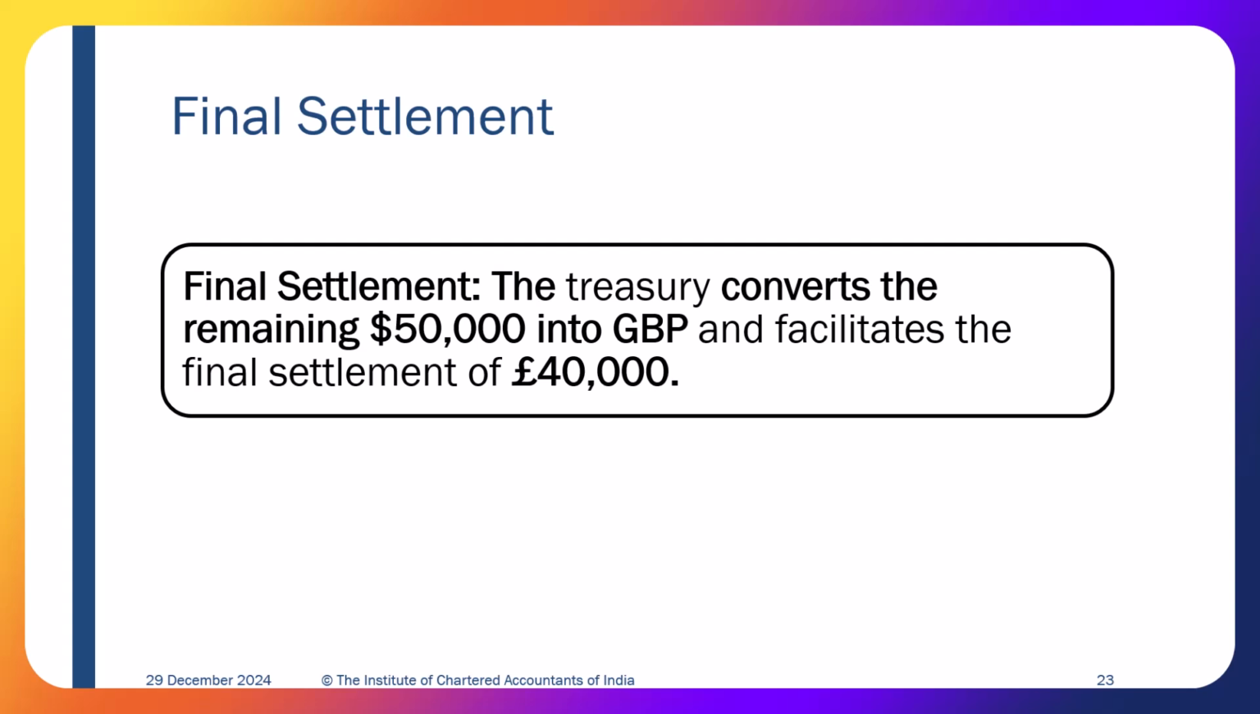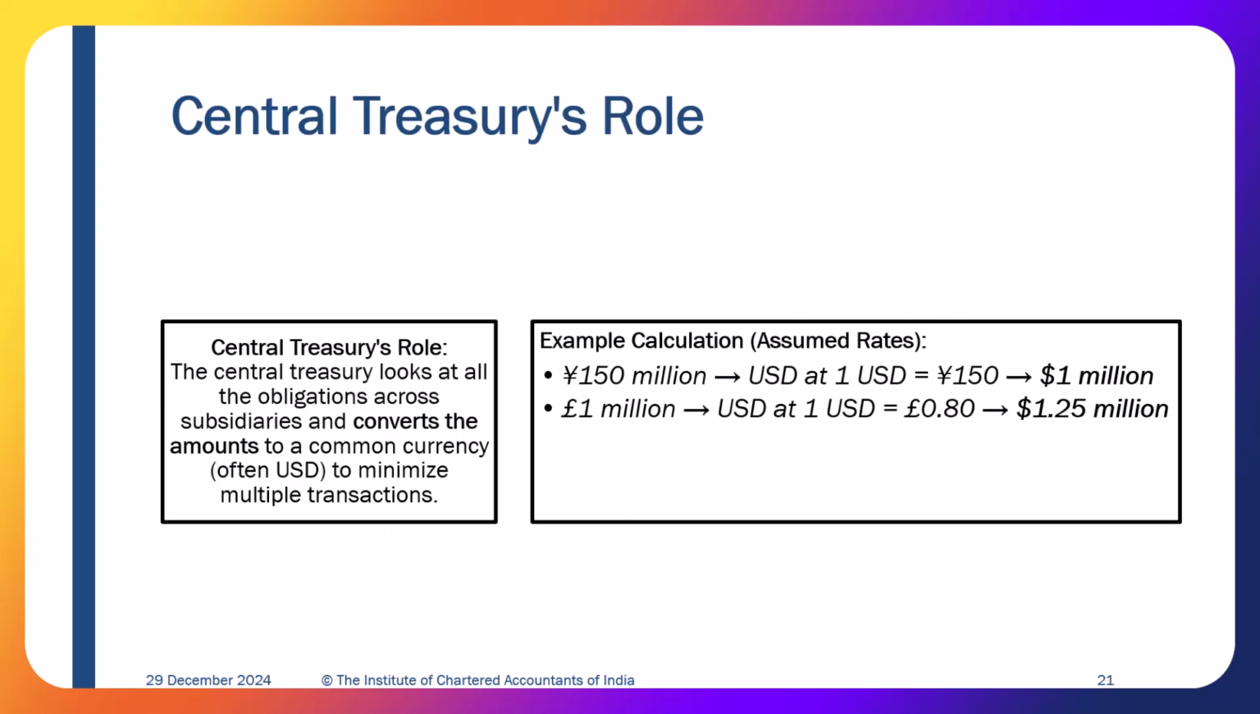सेंट्रल ट्रेजरी रोल. जस्ट रीड द फर्स्ट, ये अब पढ़ो आप. Central Treasury looks at all the obligations across subsidiaries and converts the amount to a common currency, often used to minimize the multiple transactions. ओके, सो आई विल जस्ट से, ये स्लाइड्स आपके पास हैं, इसको आप अच्छी तरह समझिए. Next time somebody out of you is going to explain to me how the netting has been done.